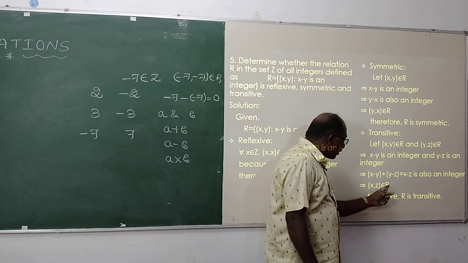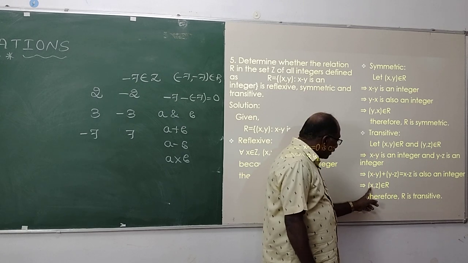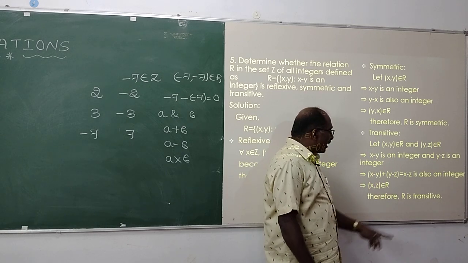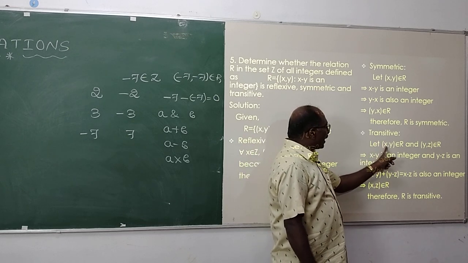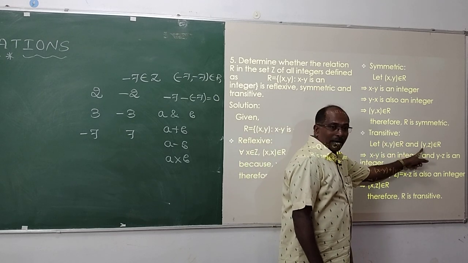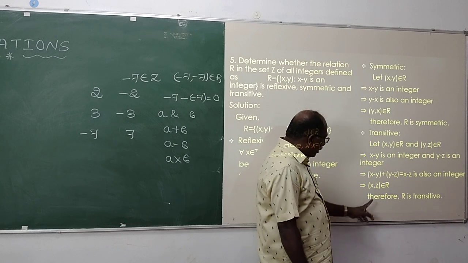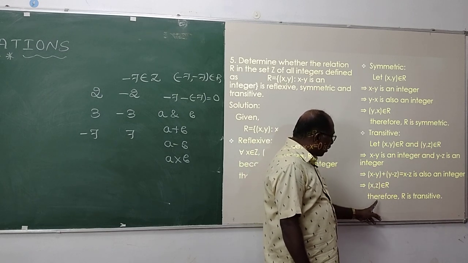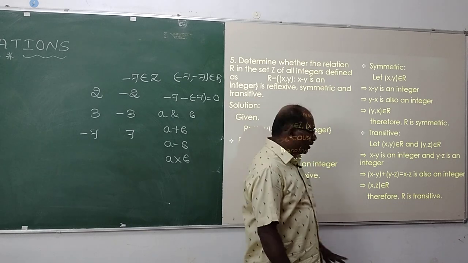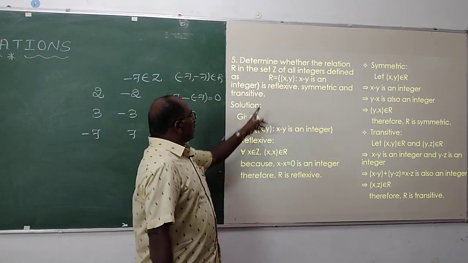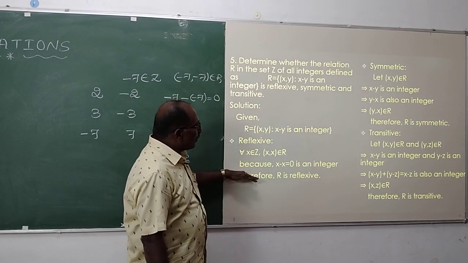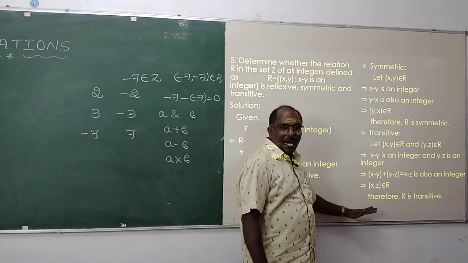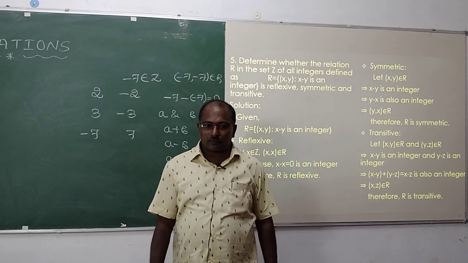Students, since x minus z is an integer, we can say the ordered pair (x, z) belongs to R. Why does the ordered pair (x, z) belong to R? Because x minus z is an integer. Thus, in this relation, (x, y) belongs to R and (y, z) belongs to R implies (x, z) belongs to R. Therefore, R is transitive. Therefore, this relation R on set Z is reflexive, symmetric and transitive.